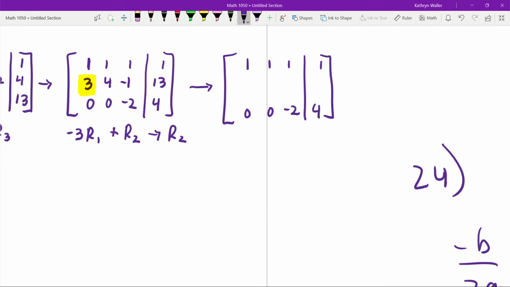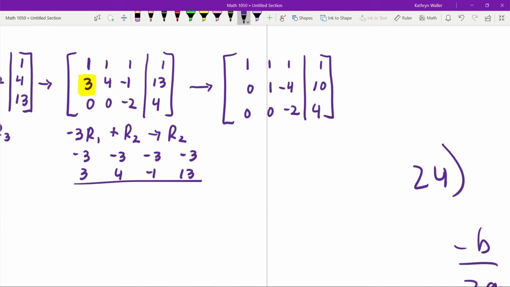Now I'm going to take row 1 and distribute it by -3. So I'm going to go -3, -3, -3, -3. Then I'm going to write row 2 underneath it. 3, 4, -1, 13. Add those together and I get 0, 1, -4, +10. I'm done with my matrix because I've got those zeros in the corner and that's what I needed to do.